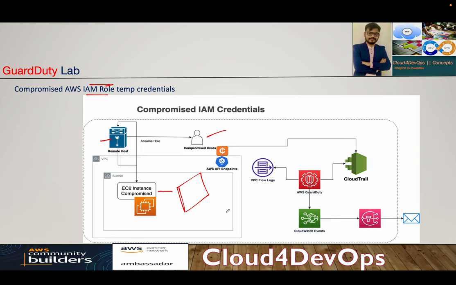If that role has the functionality to connect to an S3 bucket, then I'll be able to see the S3 bucket, or with administrator access, I'll be able to see everything within your AWS account. The remote host will connect to the EC2 instance and take the IAM role temporary credential. There is a metadata service that a hacker can explore to get all sorts of information from your system. Once that is compromised, the rest of the scenario remains the same.